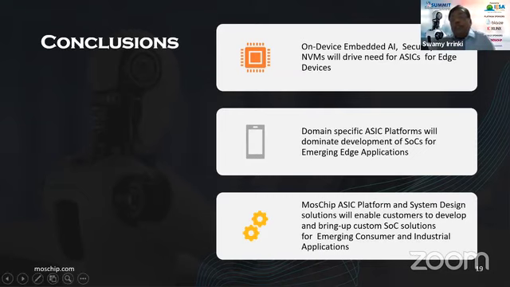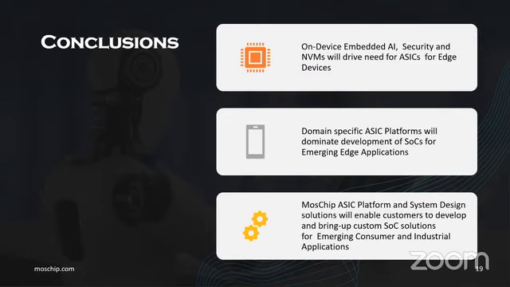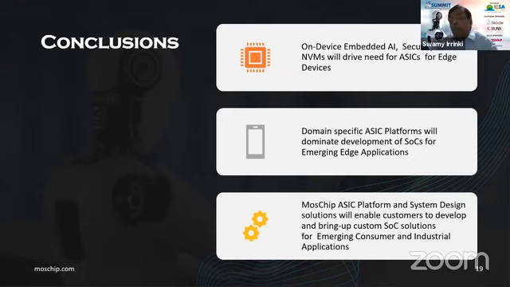So to conclude my presentation, on-device embedded AI, security, and non-volatile memories will drive the need for ASICs for edge devices. Domain-specific ASIC platforms will dominate the development associated with edge applications. And the MosChip ASIC platform and system design solution will enable customers to develop and bring up these custom solutions for emerging consumer and industrial applications.